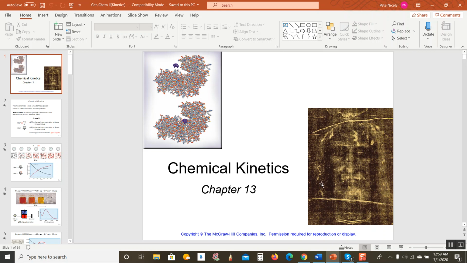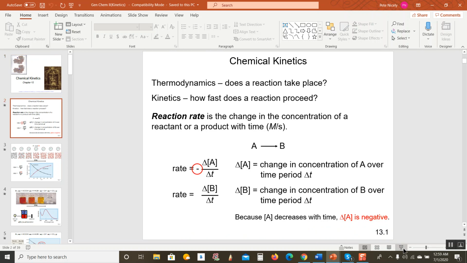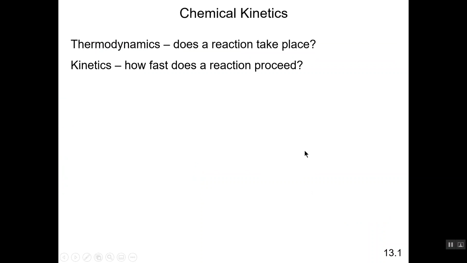Okay, so we're going to start this chapter, which deals with the topic of chemical kinetics. When we're talking about kinetics, it's important that we make a distinction between kinetics and thermodynamics. Thermodynamics basically deals with whether a reaction takes place. In other words, can we predict whether or not a reaction will take place? And we're going to talk about that in a later chapter.